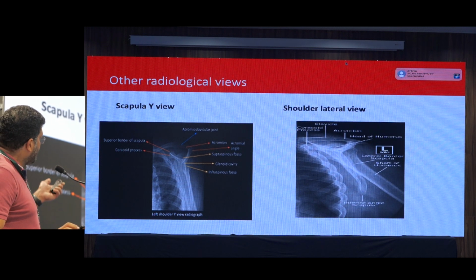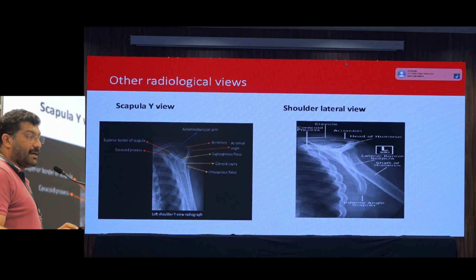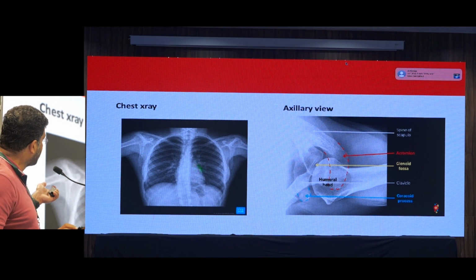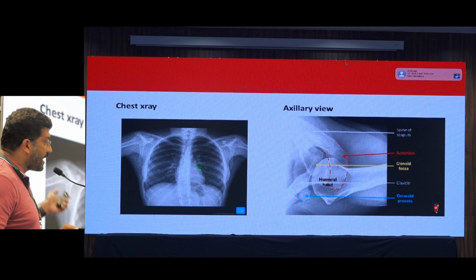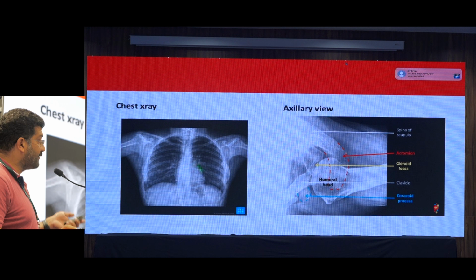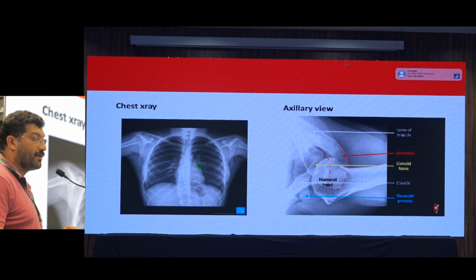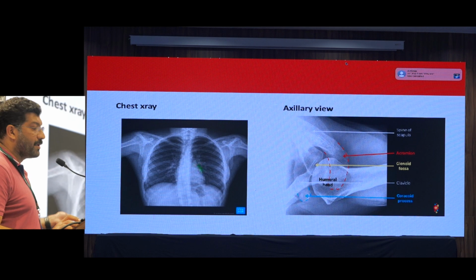The views which will be helpful are the scapular wide view and the shoulder lateral view. Even in the chest X-ray, you should look through the scapula if it's available. If there is pain in the scapular region, the axillary view is one of the good views to assess the coracoid fracture and the acromion fracture.